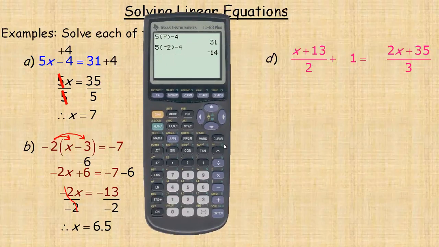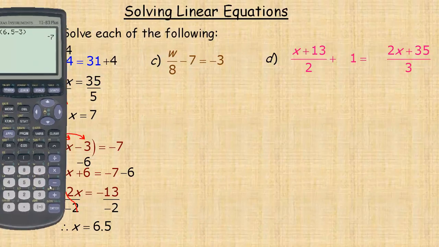And if I wanted to check it, I could go negative 2 times, in brackets, I'll put my 6.5 right there. So 6.5 minus 3, and it should equal negative 7. And it does, so that's why 6.5 is the correct answer.